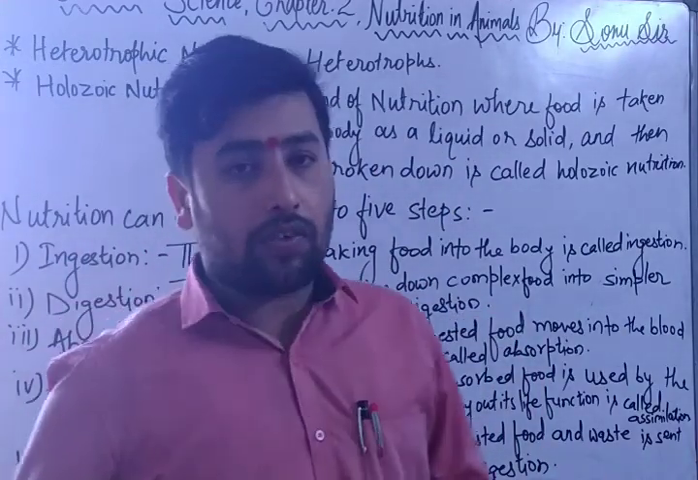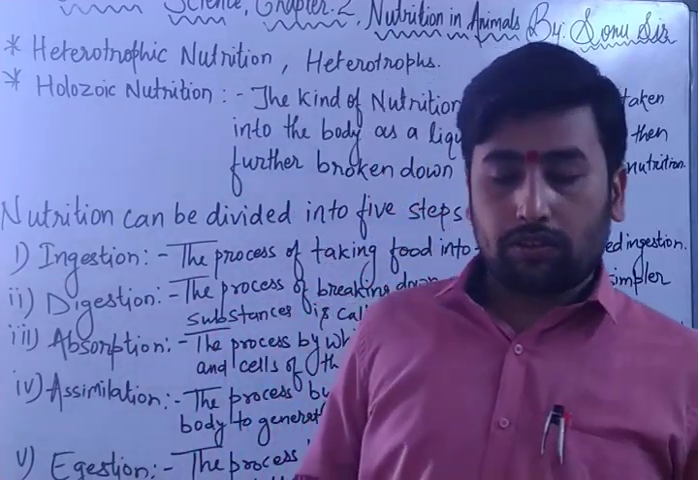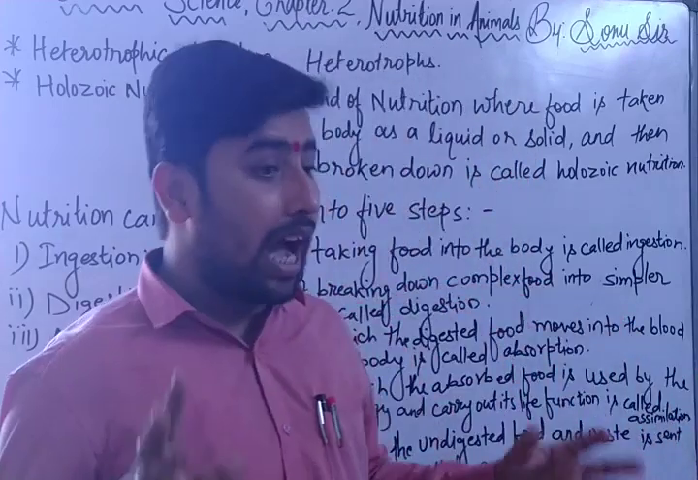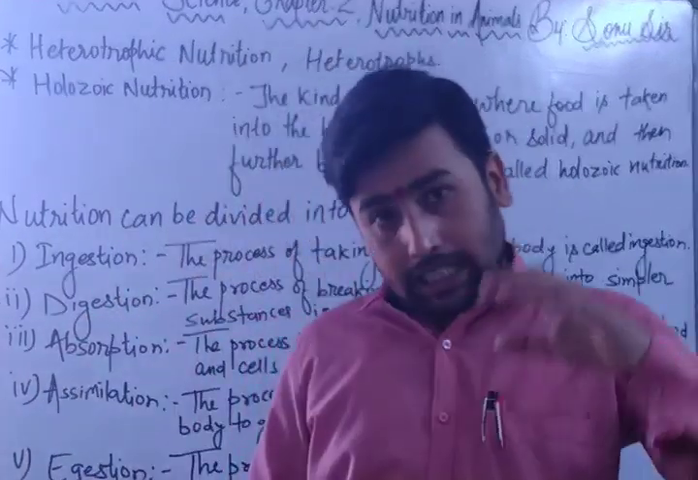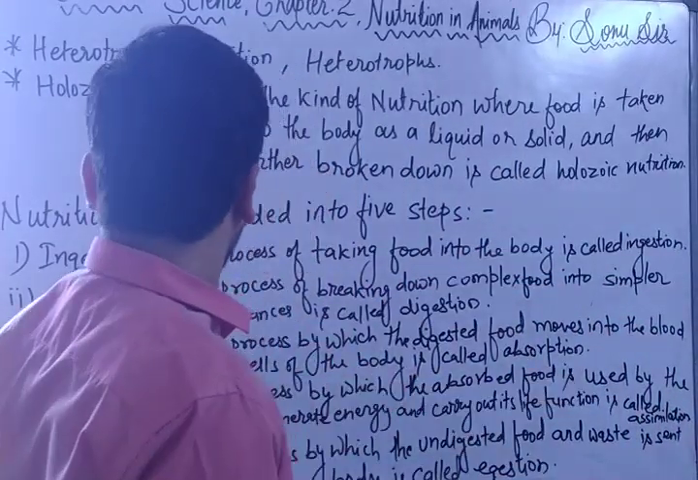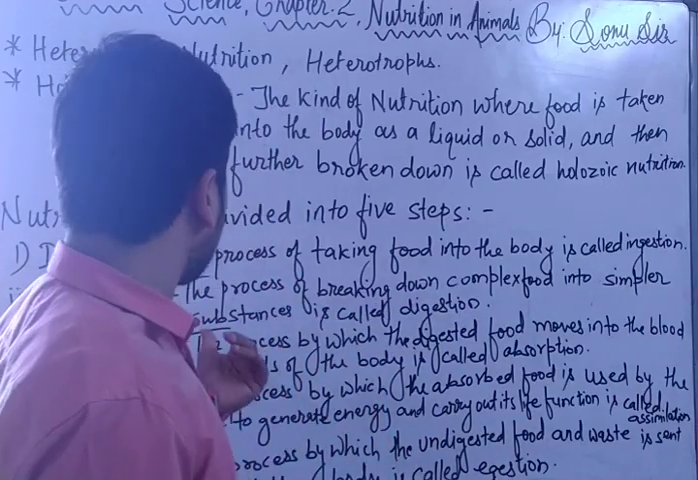You know, some of the food is very complex, for example, if you are eating vegetable, chapati and any other carbohydrate items, how does this complex food break down into simpler parts? That is called digestion. The process of breaking down complex food into simpler parts is called digestion.